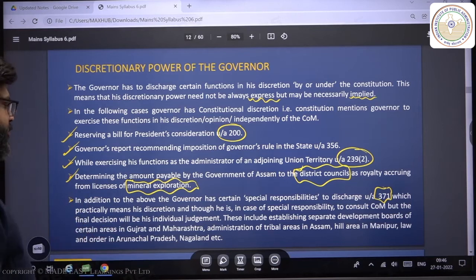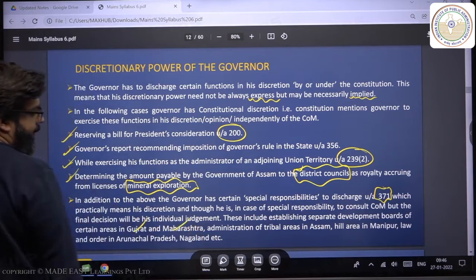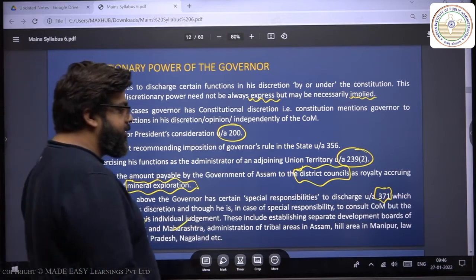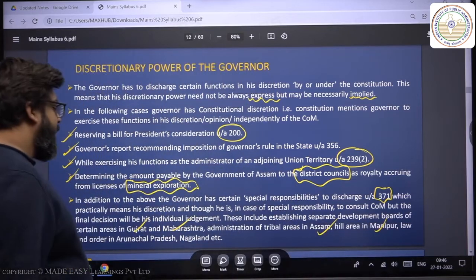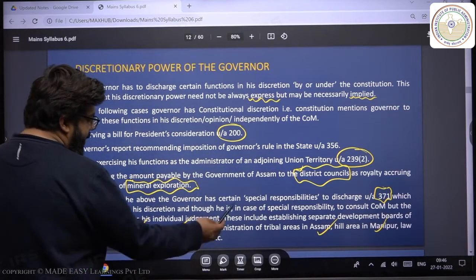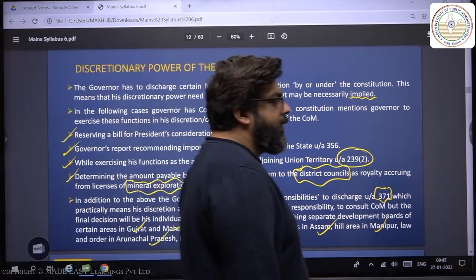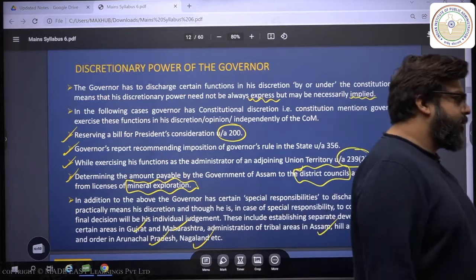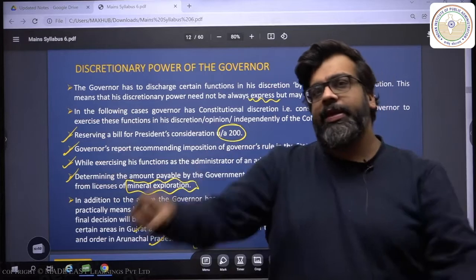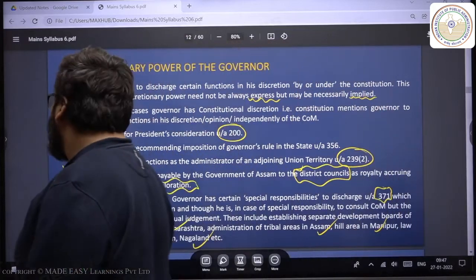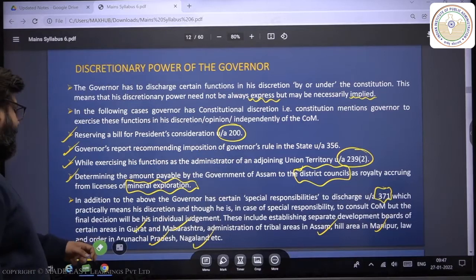These are basically to set up special development boards in Gujarat, in Maharashtra, administration of tribal areas in Assam, hilly areas in Manipur, law and order in Arunachal Pradesh, Nagaland, etc. It's the final call of the governor which comes into question. So these are some of the discretionary powers that I've taken from the entire constitution and put in one place so that you can write this as it is in your mains answers.